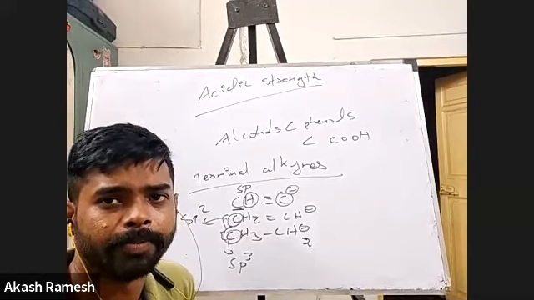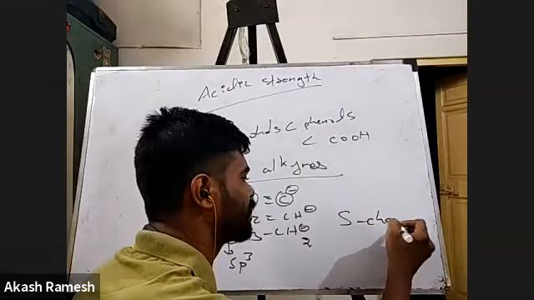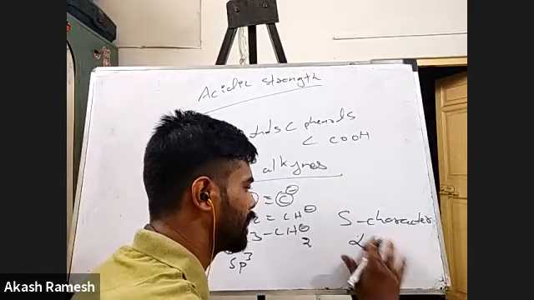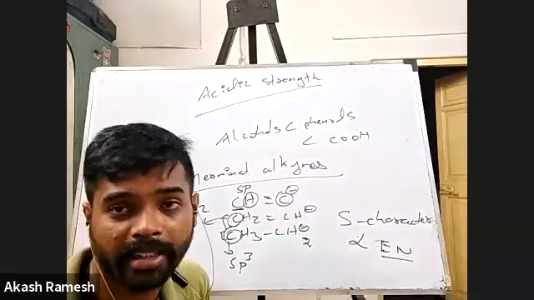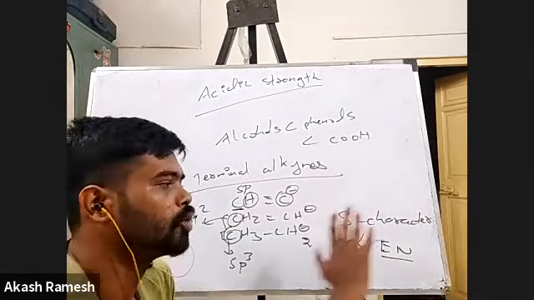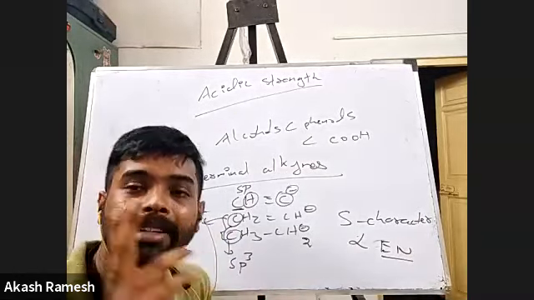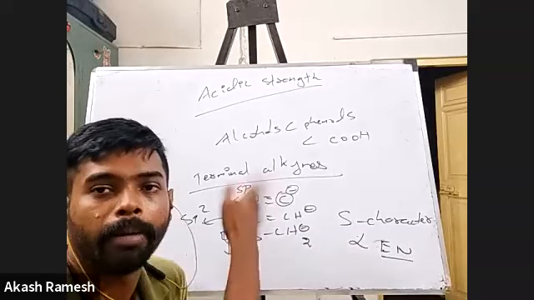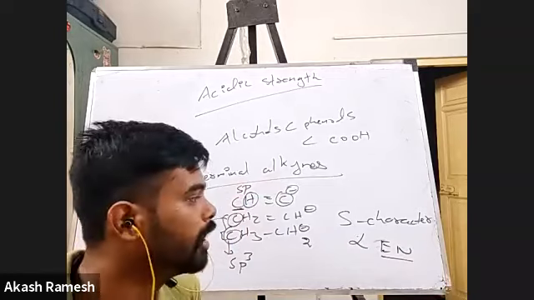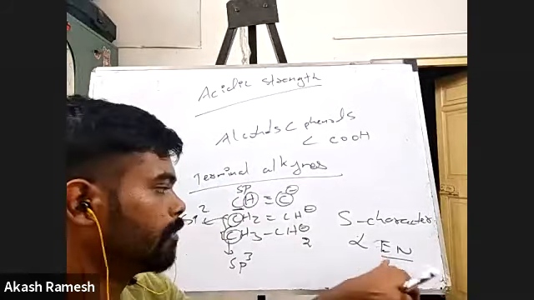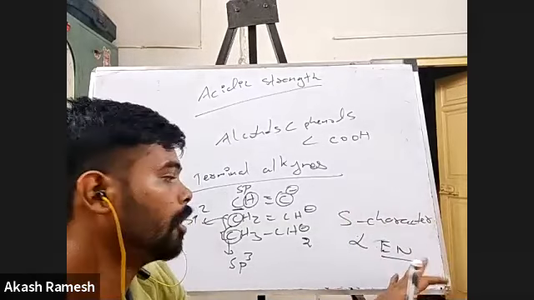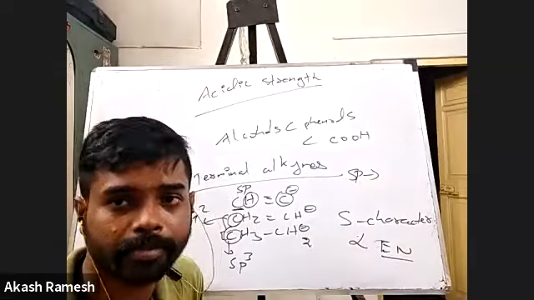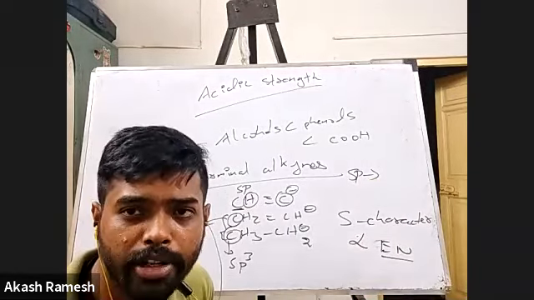Now, whenever I have more s character, the atom will be more electronegative. More and more is the s character, more and more will be the electronegativity. You can use this when I'm talking about the same element in different hybridizations, like this carbon element only, in different hybridization. Only for this kind of case will you be able to use this. More and more is the s character, more and more will be the electronegativity. Now tell me, in case of sp hybridization, what is the percentage of s character?